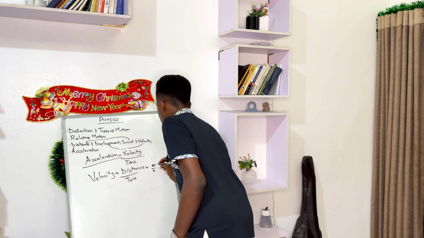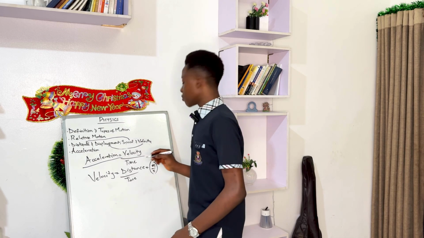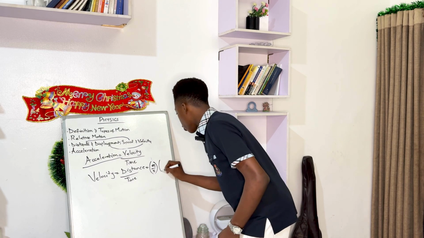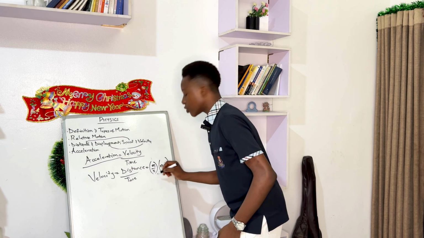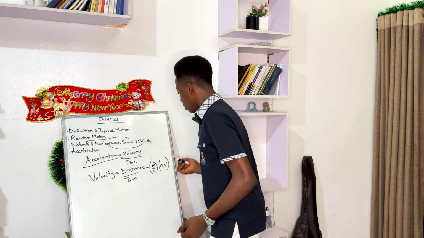So velocity is measured in meters per second. You can either write it like this, or you can write it like this. You're basically dividing meters by second. This is basically meters per second.